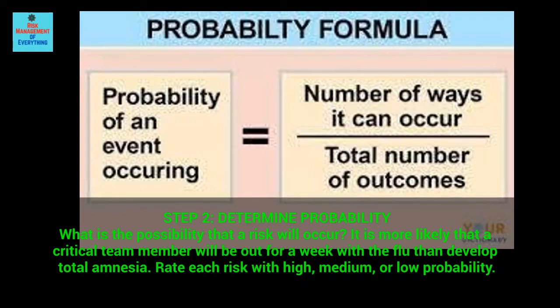Step 2. Determine probability. What is the possibility that a risk will occur? It is more likely that a critical team member will be out for a week with the flu than develop total amnesia. Rate each risk with high, medium, or low probability.